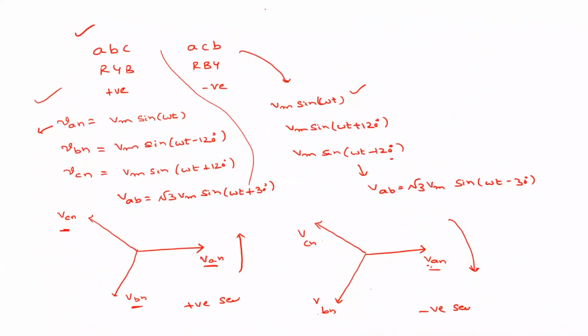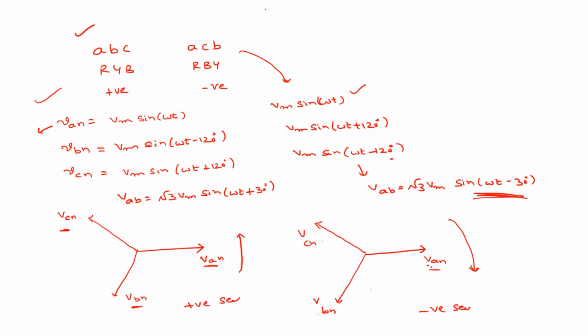Clear? Any questions? Sir, please explain once again, it is somewhat confusing. Why are you confused? This is clear, right? Omega t plus 30, that we already studied. The second one, sir: if the phase sequence is changed, if the direction of rotation is changed, obviously this is the resultant. That is simple, right?